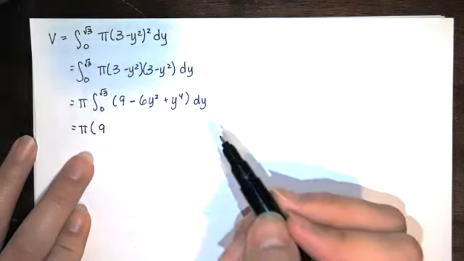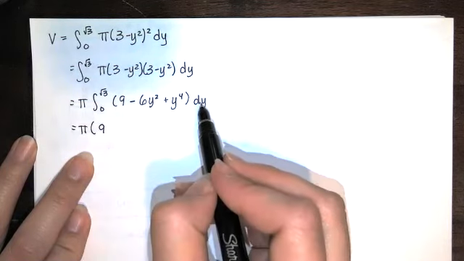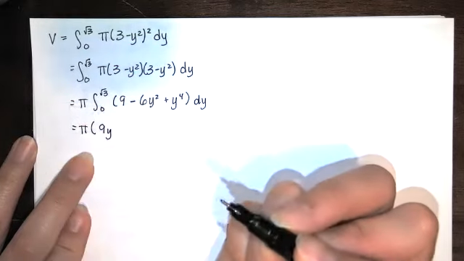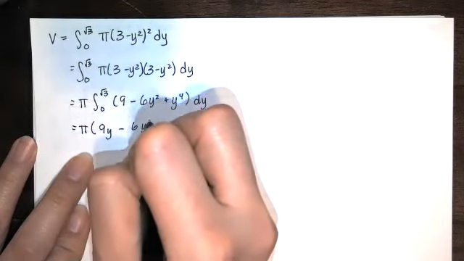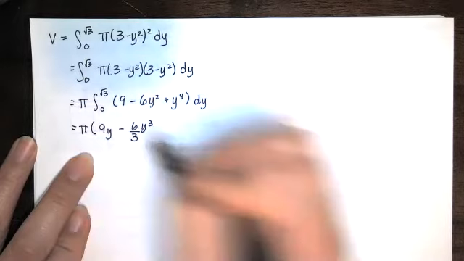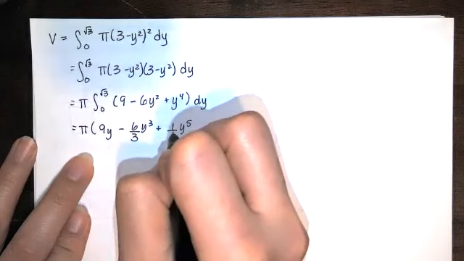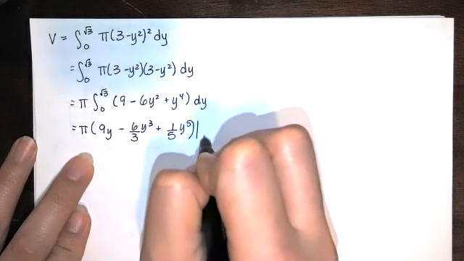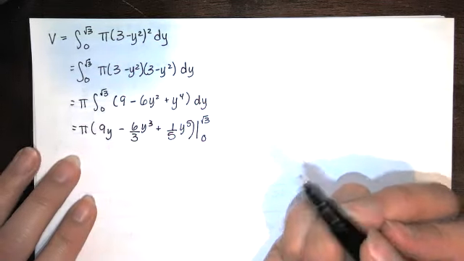And now we're going to antidifferentiate. If I have a constant here, the antiderivative of a constant with respect to y is that constant times y. Bring your power down, add 1 to the exponent and divide by the new exponent. Over here, add 1 to the exponent and divide by the new exponent. And substitute in y equals 0 and y equals square root of 3 and subtract.